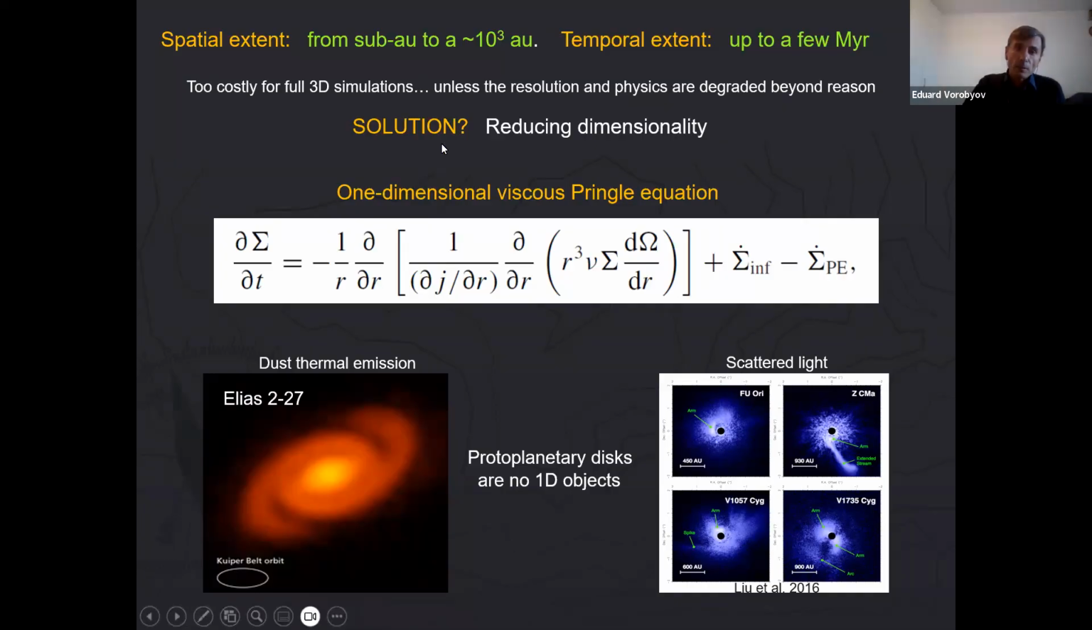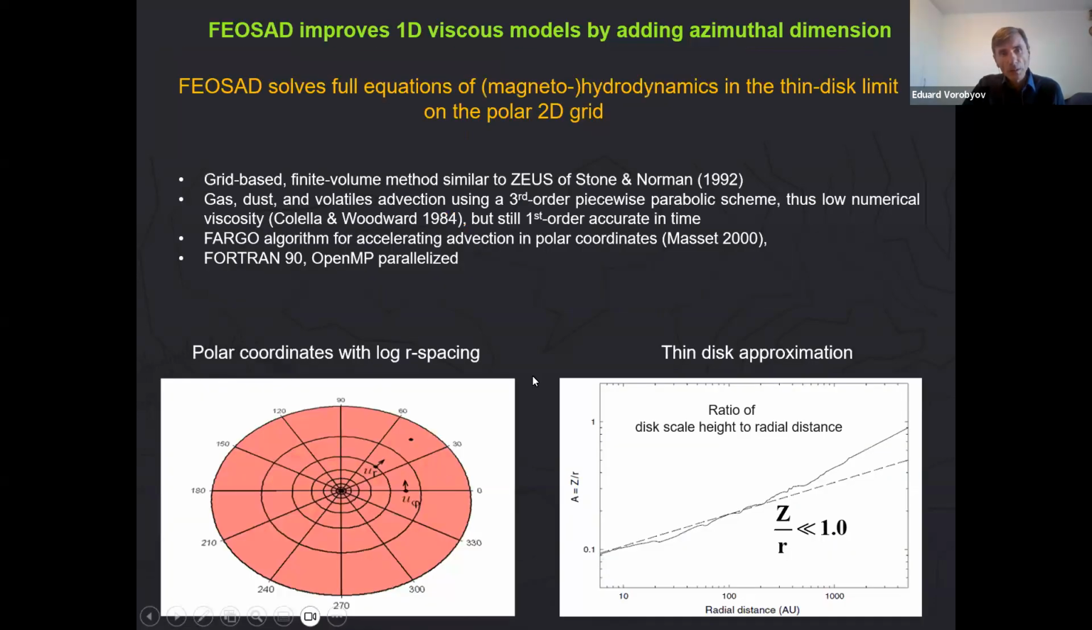A common solution here is to reduce dimensionality, and the Pringle viscous equation is still widely used in this context. The problem may be that it's a one-dimensional equation, assuming an axisymmetric disk, but the disk may not be axisymmetric. We see structures, spiral arms, and others from dust emission and scattered light. FEOSAD is aimed to improve the 1D viscous models by adding the azimuthal dimension.